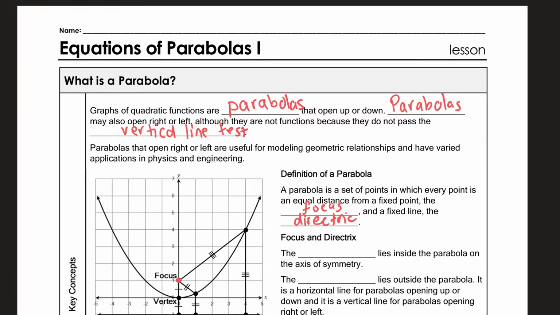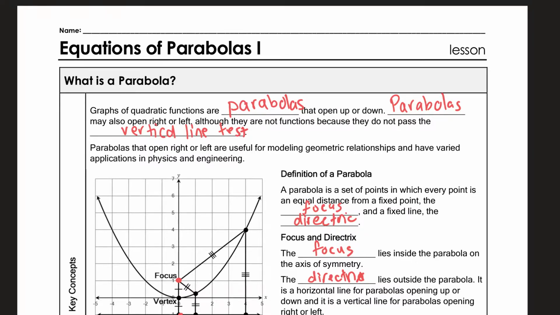So here is the focus, and this line is the directrix. The focus lies inside the parabola on the axis of symmetry. The directrix lies outside the parabola and is a horizontal line for parabolas opening up or down, and it's a vertical line for parabolas opening right or left. The focus and the directrix are equidistant from any point on the parabola.